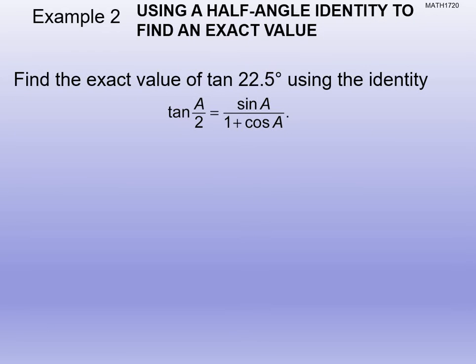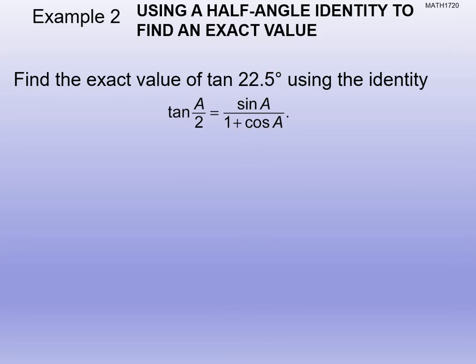All right, let's find the next one. We want to find the exact value of tangent of 22.5 using the identity tangent of a over 2 equals sine of a over 1 plus cosine of a. All right, so what do I want you to think of here? We have tangent of 22.5. You need to get it into the half angle formula, right? So what do I want you to do? I want you to double that. So what should a really be? A should be 22.5 times 2, which happens to be 45.